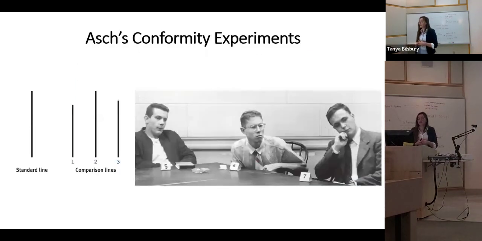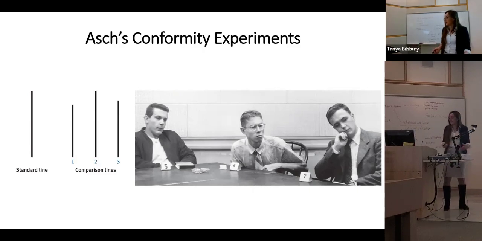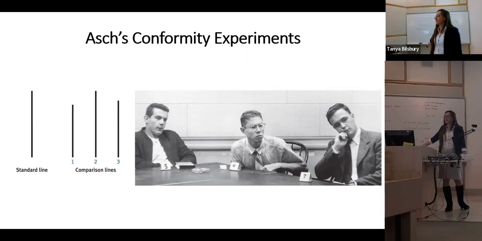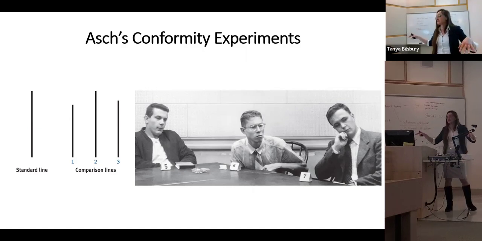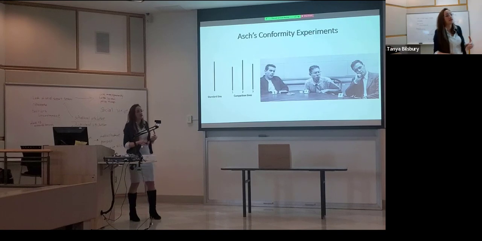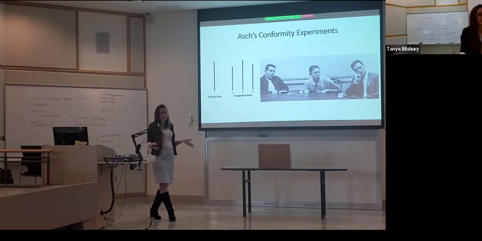Solomon Asch has some famous conformity experiments. What would happen is that, let's say you're participating in a psychological study, and you're one of the subjects, and there's a couple of other people who you think are also subjects in the experiment, but actually they're confederates, research assistants. And there'd be some really easy questions, like, which line is longer? You do that a few times and the answer is really obvious.